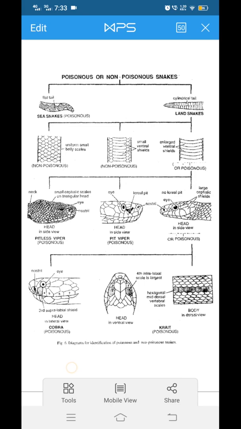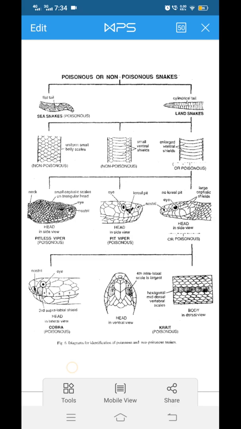We have already discussed in our previous lecture that the main difference between poisonous and non-poisonous snakes is the presence and absence of poison apparatus. Poisonous snakes possess poison apparatus in their head, which is absent in non-poisonous snakes, and they also possess a pair of fangs, that is, larger teeth present in their upper jaw, whereas non-poisonous snakes have no fangs.